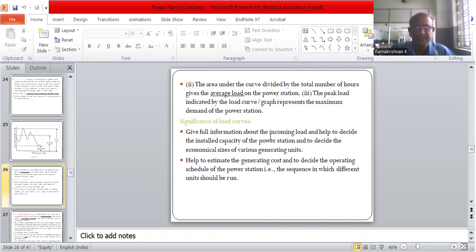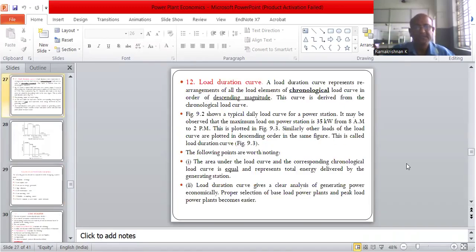Next, what is the significance of the load curves? The curve gives the exact information about the incoming load that is being generated, and by this data we can decide the capacity of each unit in a plant, and we can decide the sizes of the various generating units economically. Also, it can be used for estimating the cost of generation of electric power, and we can schedule the operation of the different units in the same plant.